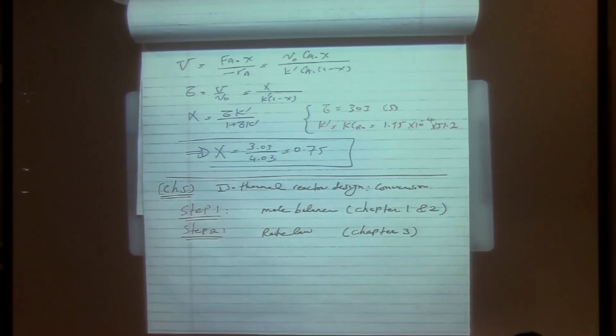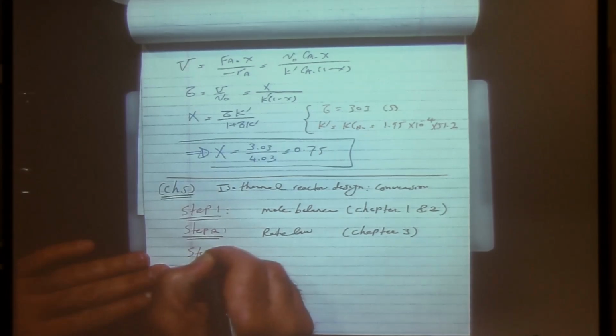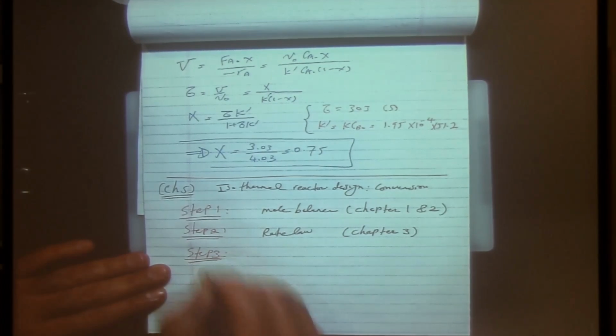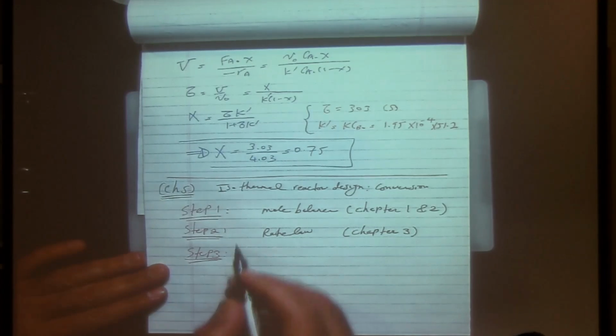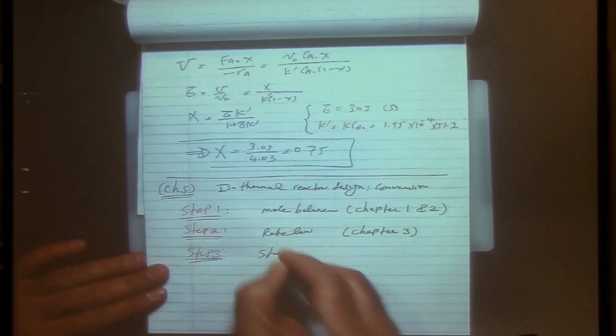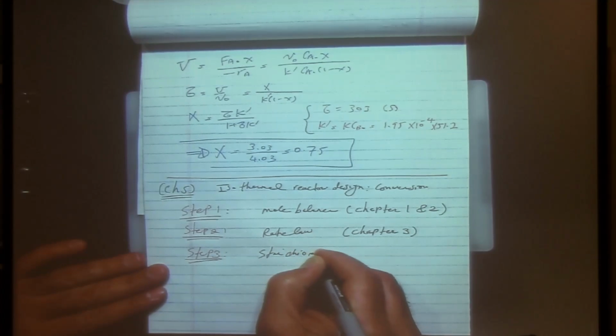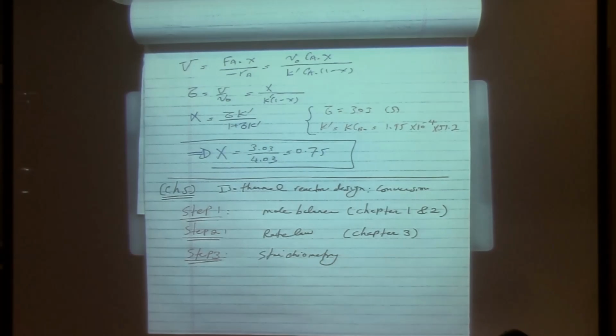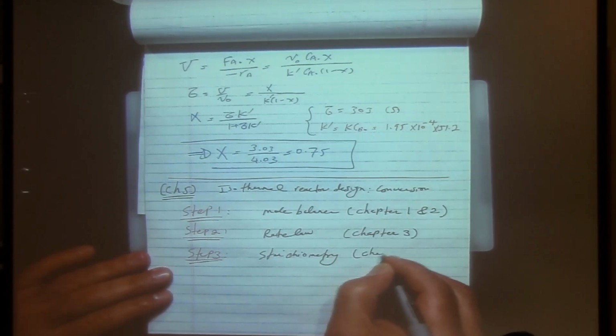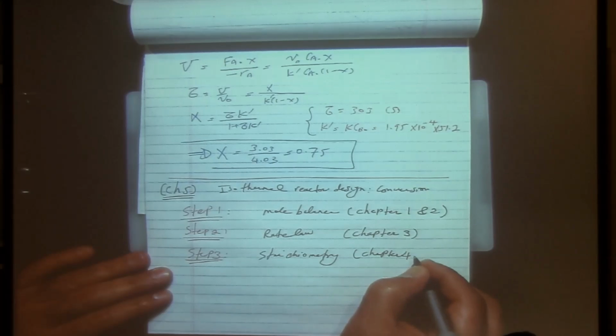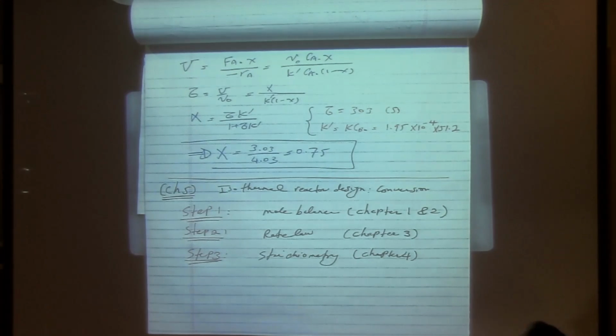So step 3. Step 3, we have stoichiometry, and that was your chapter 4. So we made the tables and so on and so forth to get the relationship between the concentration and the conversion.